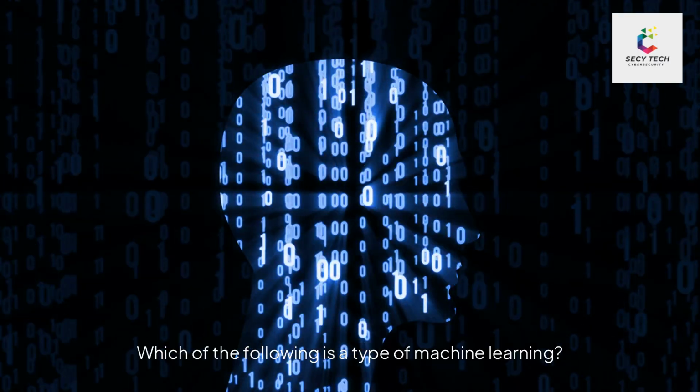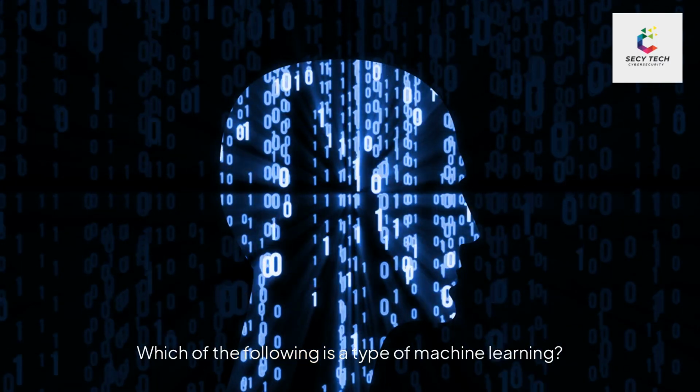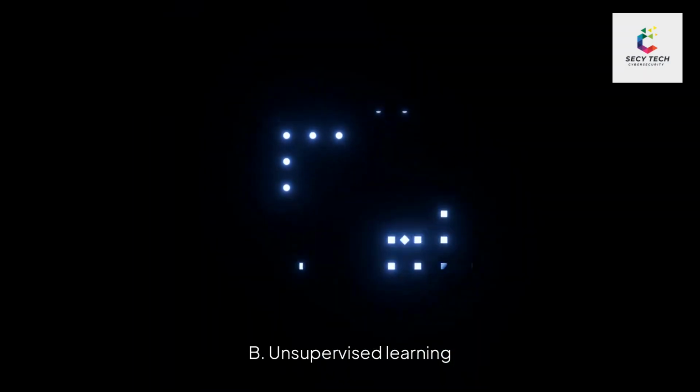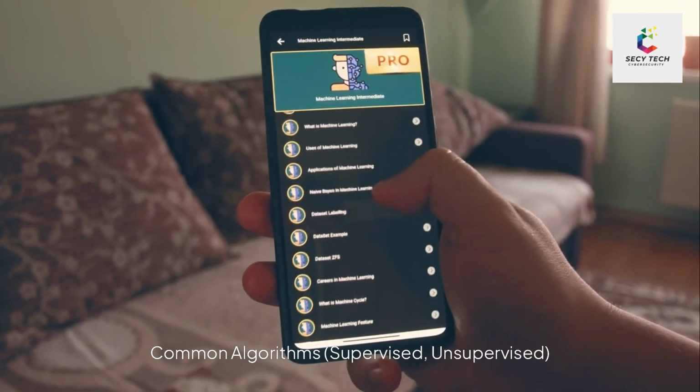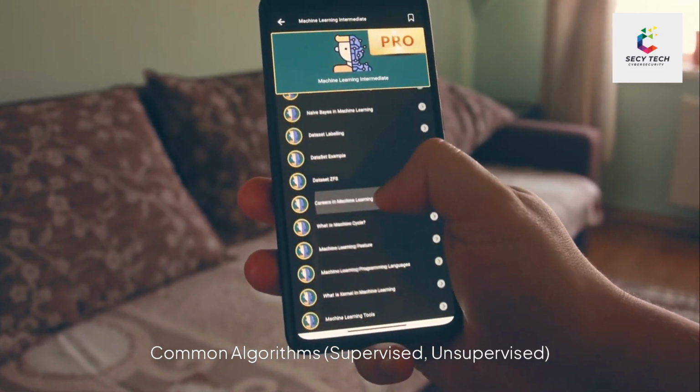Q16. Which of the following is a type of machine learning? A. Supervised learning. B. Unsupervised learning. C. Reinforcement learning. D. All of the above. Answer: D. All of the above. Common algorithms. Supervised, unsupervised.